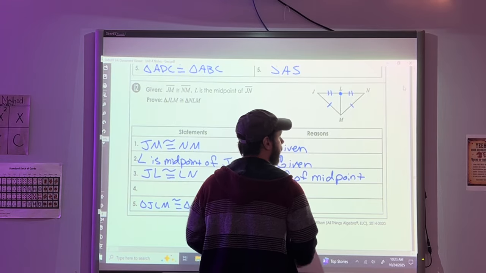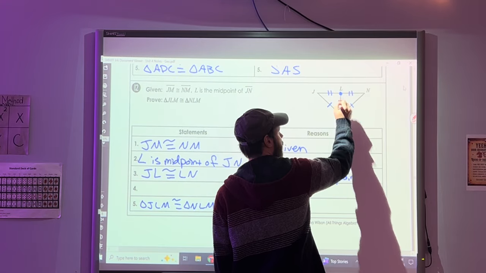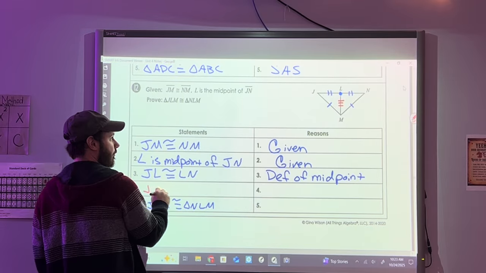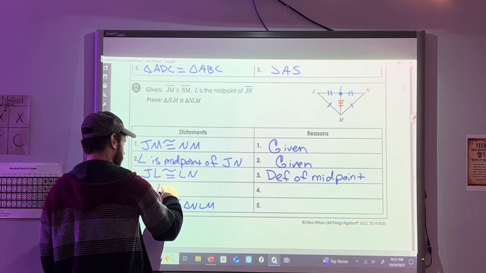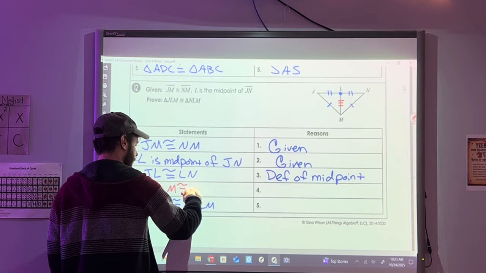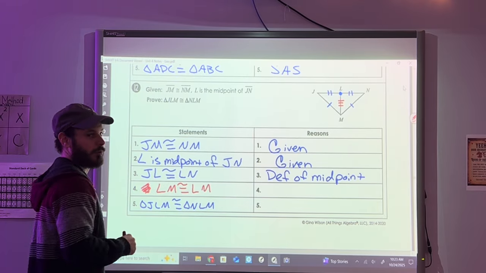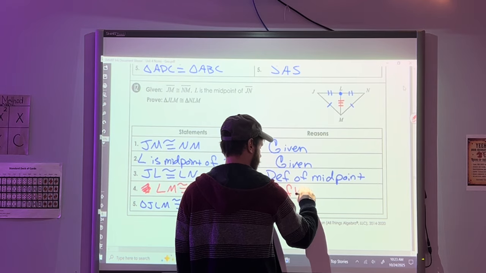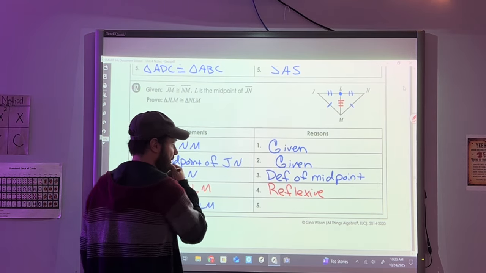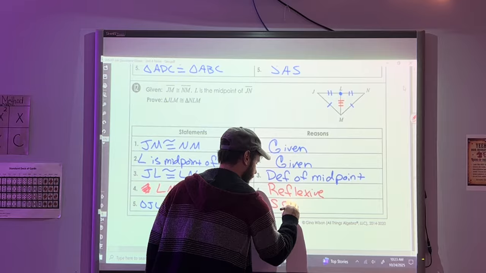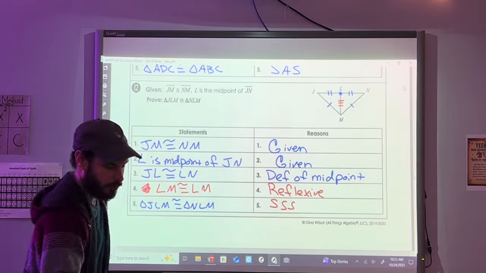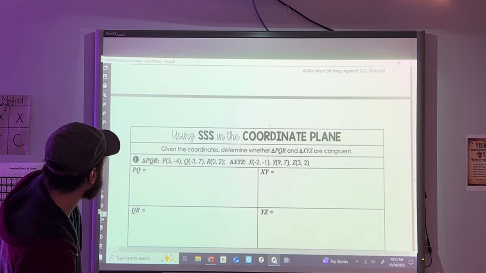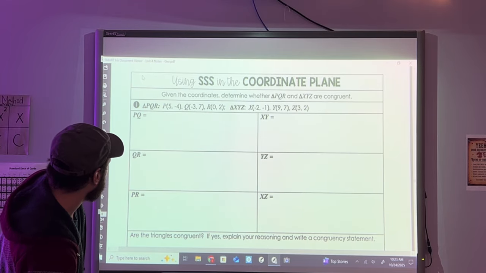Okay, right here, I see a side that the triangles share. I see that, so LM congruent to LM, and if something is congruent to itself, it's reflexive. And now it looks like I have side, side, side, three sides, no angles. Boom. Last page, okay. All right.